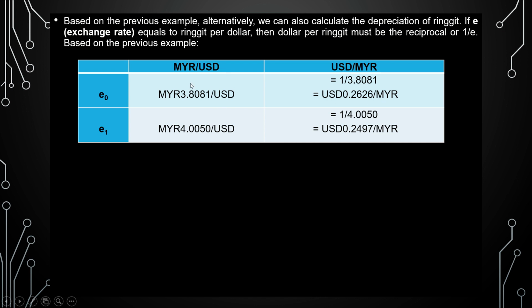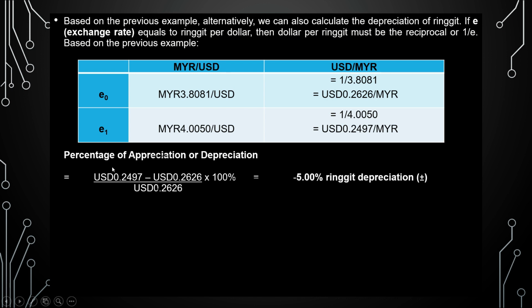Ini kalau kita take a look at ringgit per USD, dulu nilai dia kecil, sekarang dia nampak besar. Bila nampak besar maksudnya apa? Our currency dah jatuh. But in this case, USD per ringgit, dulu nilai dia besar 0.2626, but now it exchange to 0.2497 per ringgit. Nilai dia dah kecil, itu maksudnya USD dah jadi mahal.